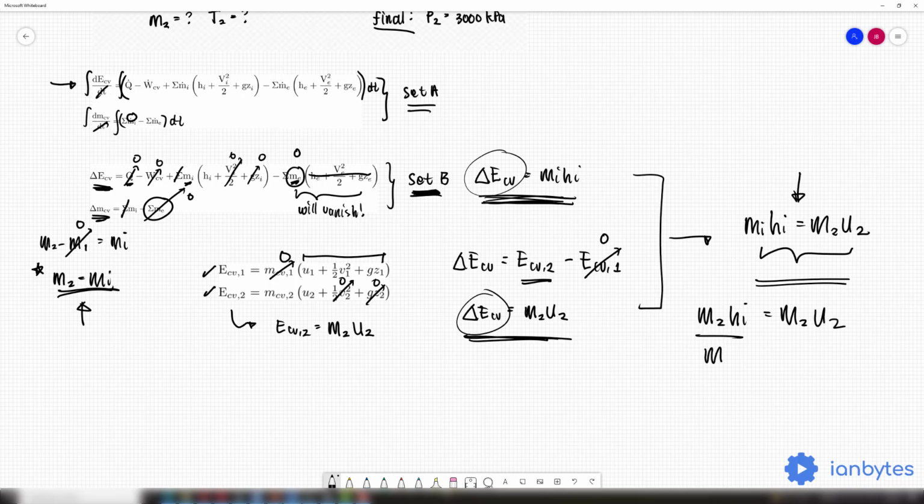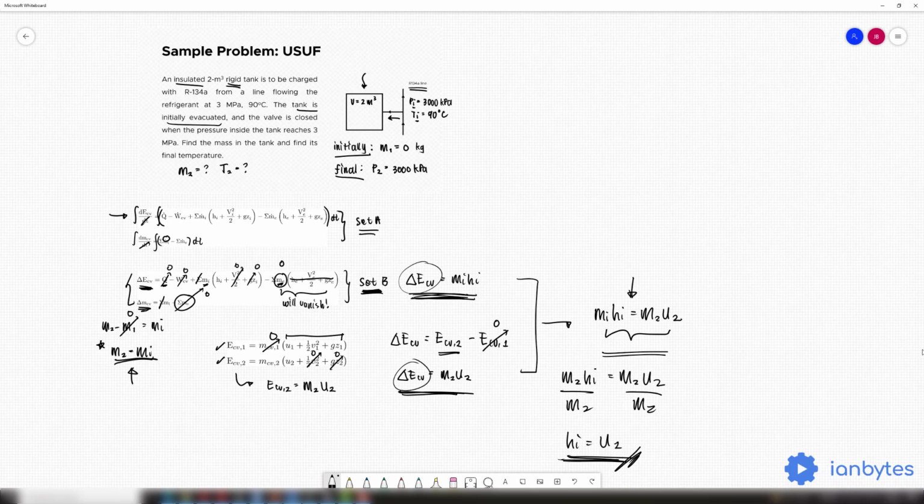Dividing both sides by m2, we finally have h1 is equal to u2. And this is the final governing equation of this system. Imagine, mula sa dalawang equations na komplikado, dahil sa iba't ibang conditions and assumptions ng ating system, na-derive natin ang napakasimpleng equation na ito. So this equation will guide us in solving this particular problem.